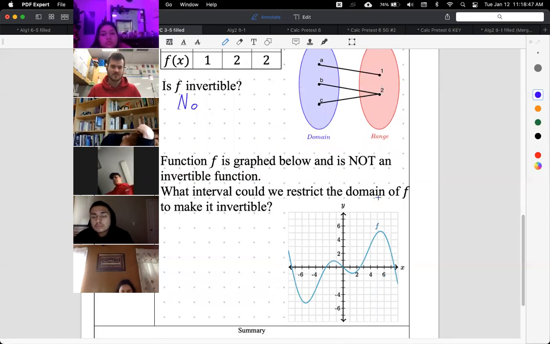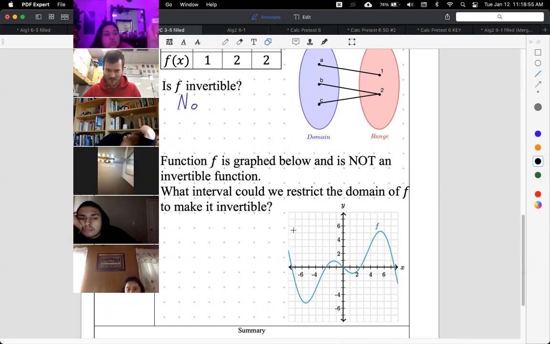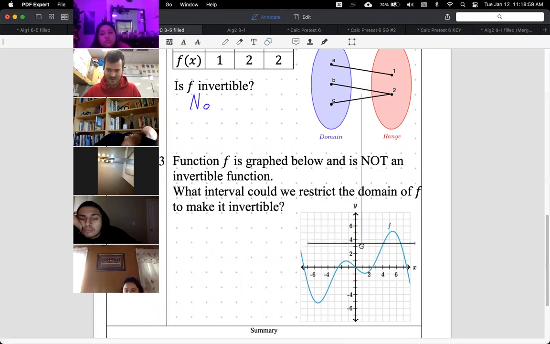Okay, here's a function graph below, it's f. And I'm already telling you it's not invertible. Why? Because it doesn't pass the horizontal line test. And it's pretty easy to see that right away. It's already telling us, if I drag this line somewhere, it's going to hit twice, almost anywhere that I drag this line.